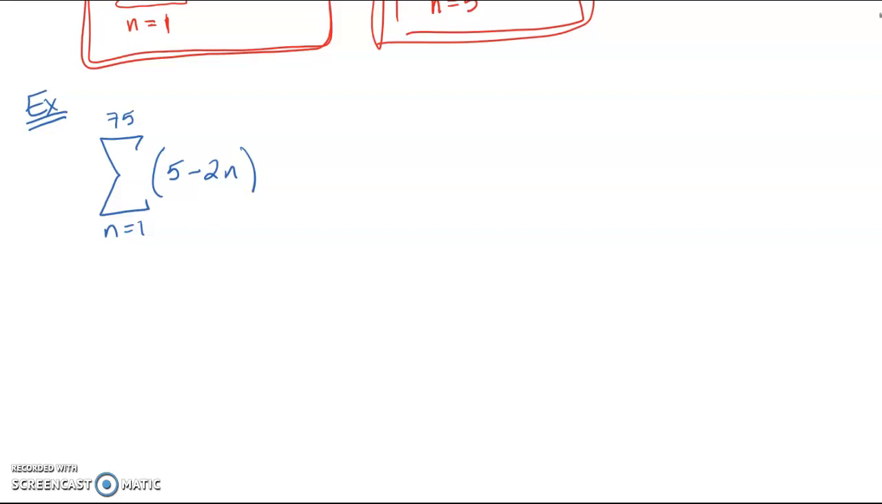He wants us to add up 75 numbers. How dare he? Well, if I plug in 1, I would get 3. If I plug in 2, I would get 1. If I plug in 3, I would get negative 1. 4 would get me negative 3. And I could keep on going, but I don't want to do that 75 times.